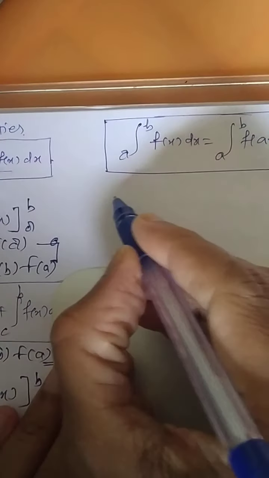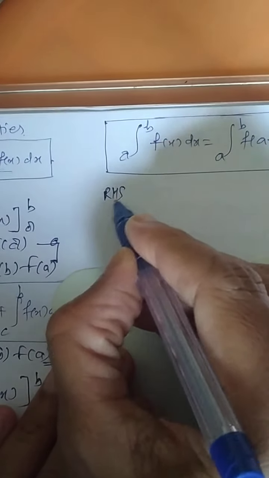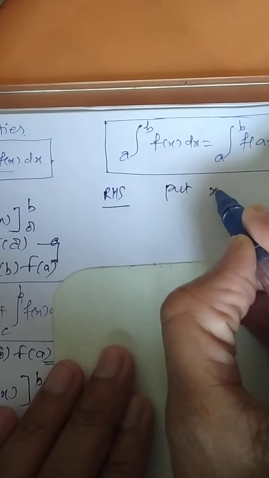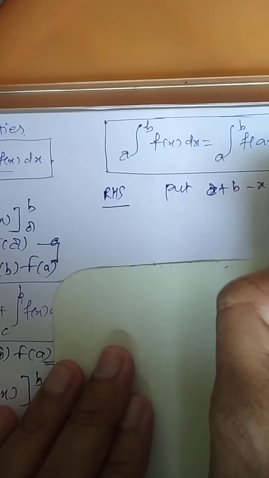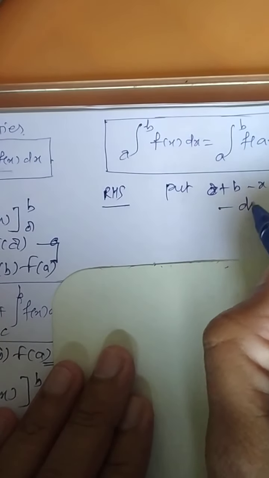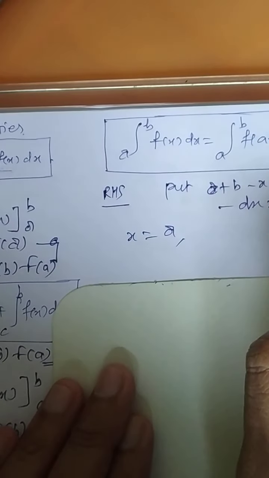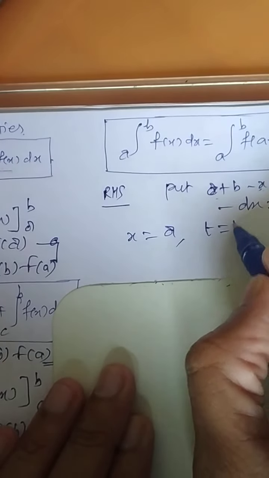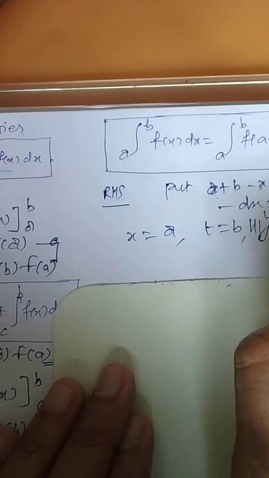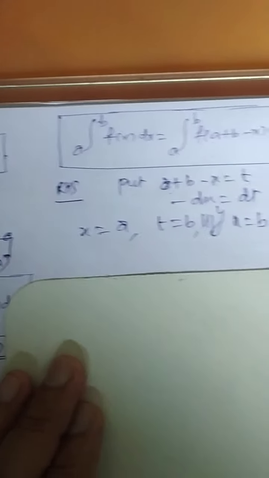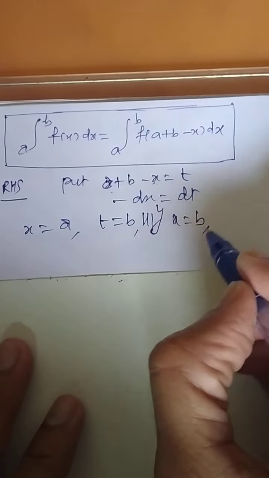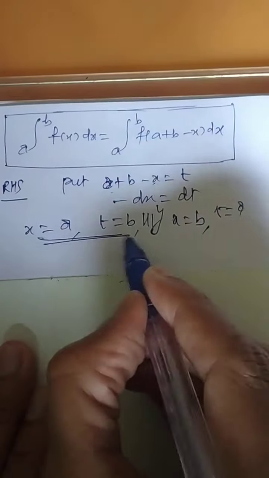Okay, next. This is one more remark: integral a to b f of x dx will be equal to the right hand side expression. In that, I am putting a plus b minus x is equal to t. Now it will be minus dx is equal to dt. So the change: if I put x equal to a, then t will be equal to b. Similarly, if x is equal to b, then t is equal to a. So these are the changes.